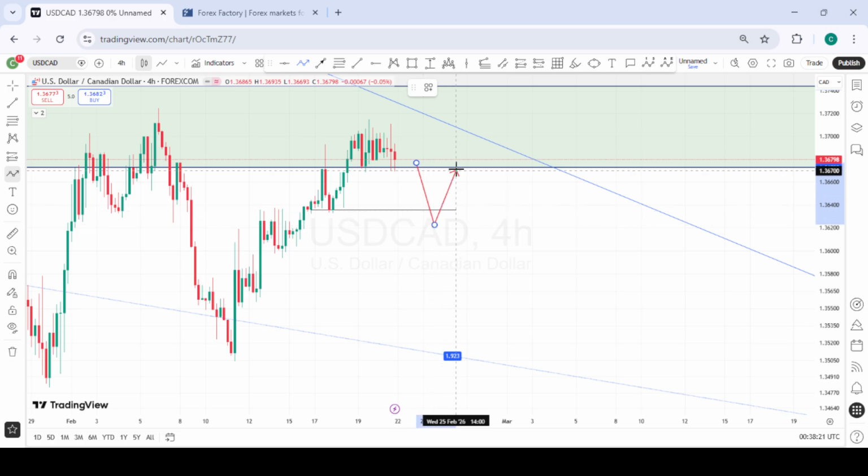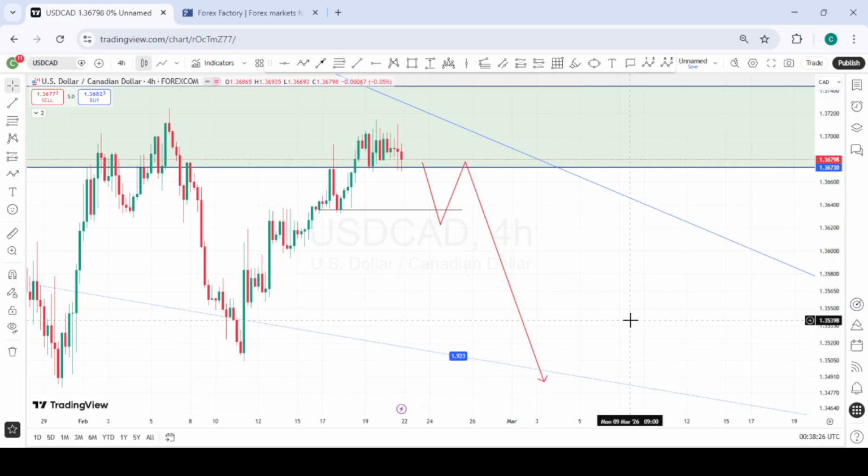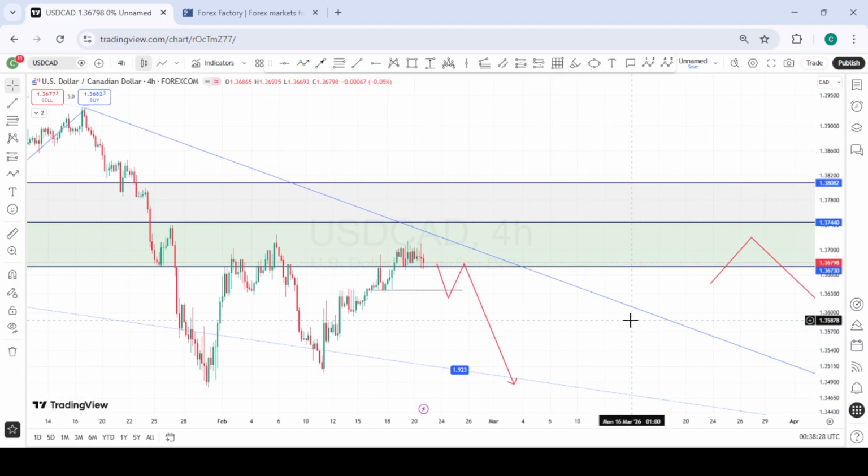We'll look out for a possible pullback or a possible right shoulder formation, and we'll look for selling opportunities to the downside. So going into next week, we'll be patient to see how price develops.